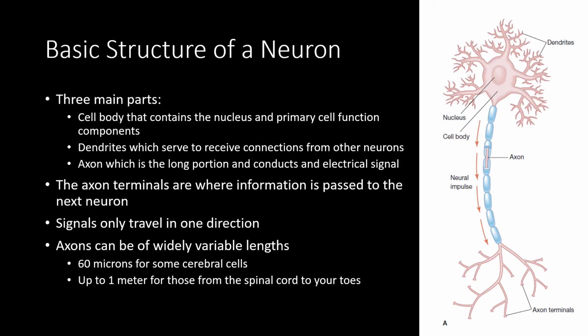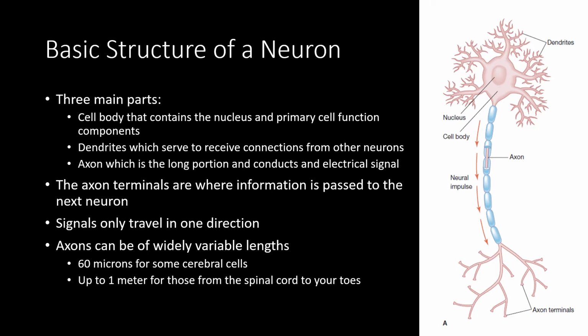An interesting quality of neurons is that the length of axons can be very variable. Some of the cerebral cells are very, very tiny because they don't have to transmit information very far, literally from one cell to an adjacent cell, and they can be as small as 60 microns. A micron is 1/1,000,000th of a meter. Other ones can be very long, like the ones that go from the base of your spinal column all the way down to your pinky toe. Some of those can be as long as a meter.